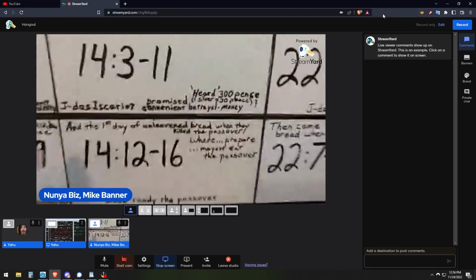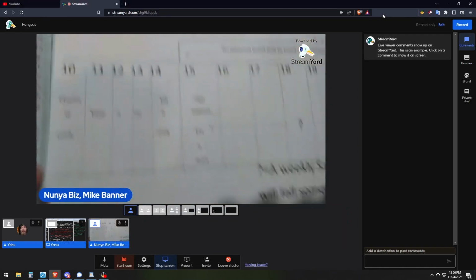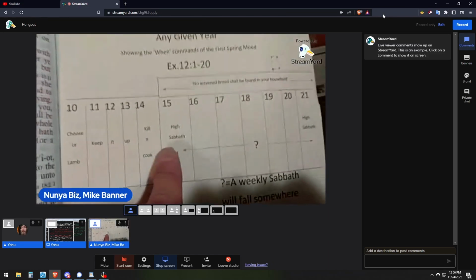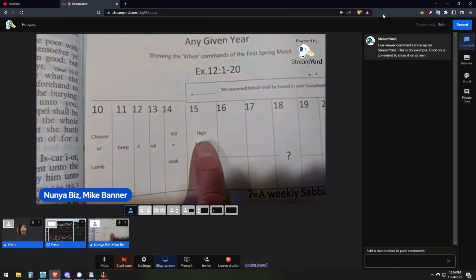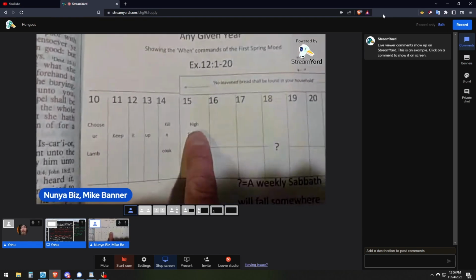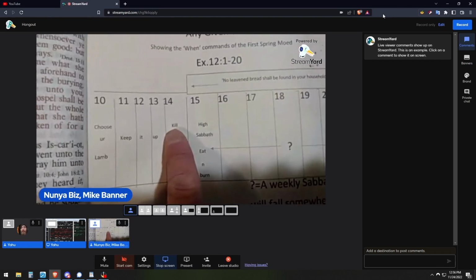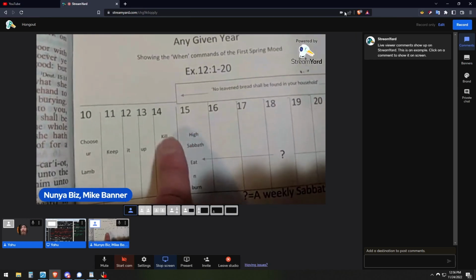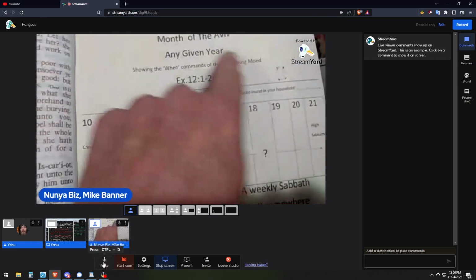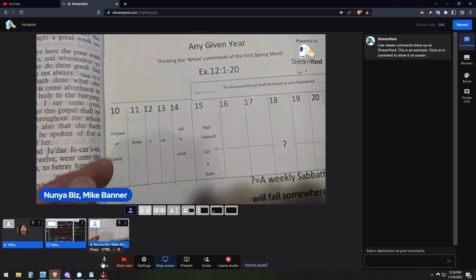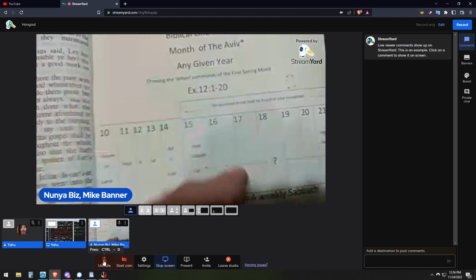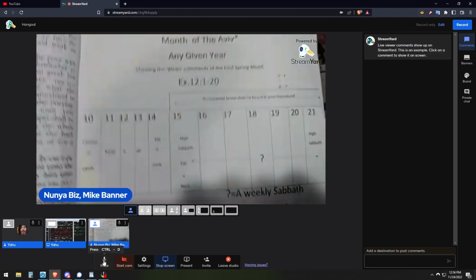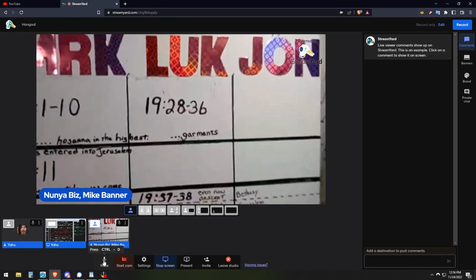And the first day of unleavened, listen to Mark. And the first day of unleavened bread. Okay, there's the first day of unleavened bread, when they killed the Passover. That's the day before. The first day of unleavened bread when they killed the Passover. Right. So if you look at it like, oh, the first day of unleavened bread, that whole event when they kill the Passover, if you look at it like that, right.